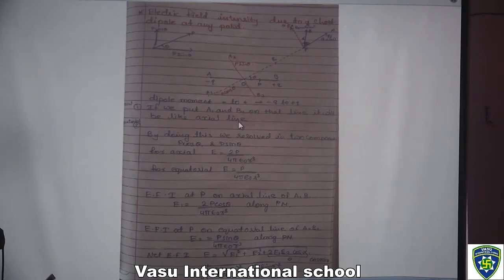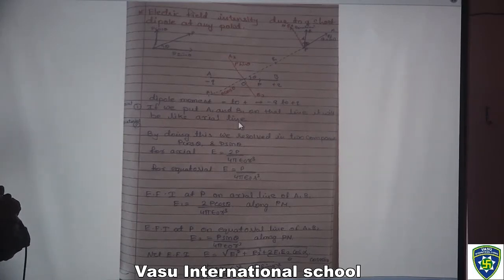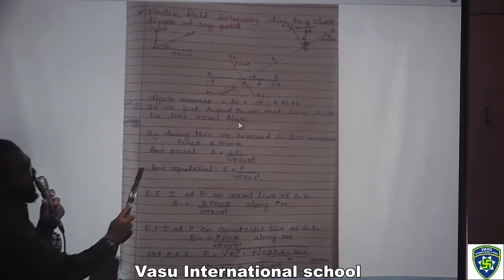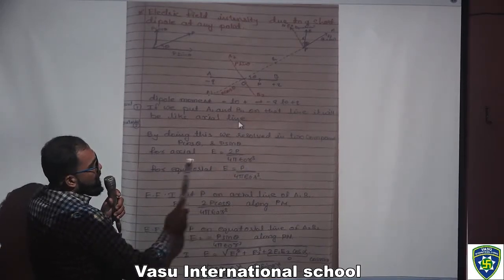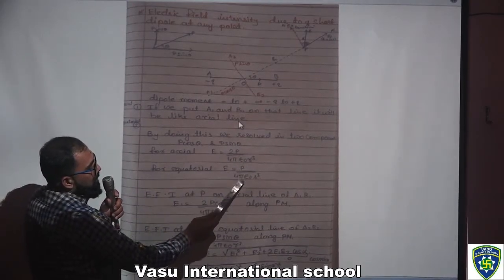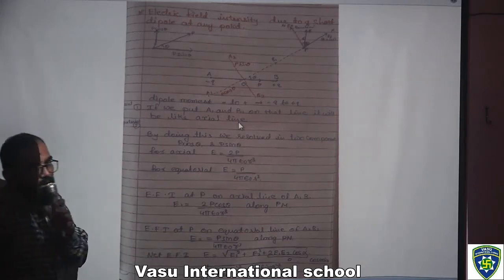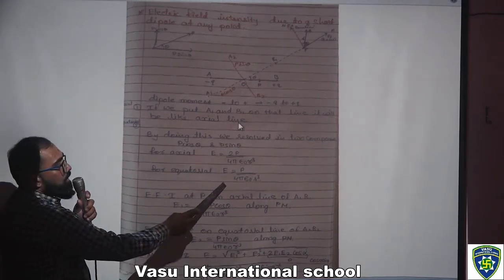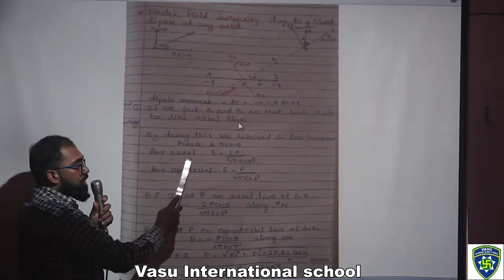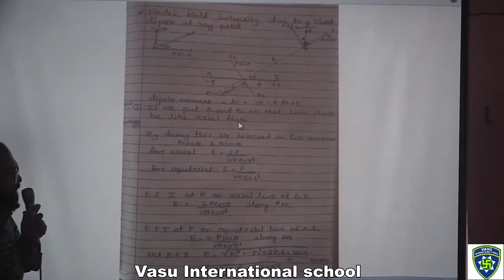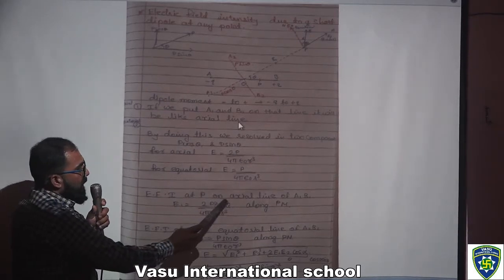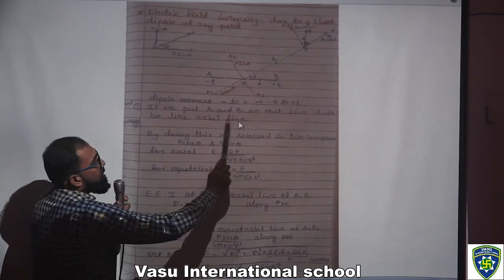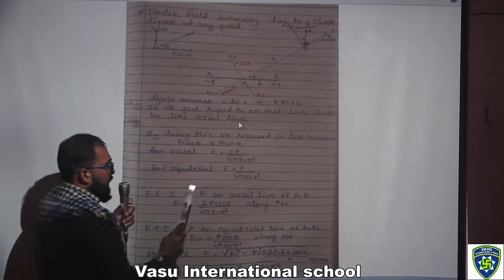Now how are we resolving? We are finding the electric field intensity due to a short dipole at any point. For axial, what is the equation? It is 2p upon 4 pi epsilon 0 r cube. For equatorial, E is equal to p upon 4 pi epsilon 0 r cube. We have already derived this equation for axial and for equatorial. Now from these two equations we have to find the electric field intensity at P on the axial line of A1 and B1. So what is that?